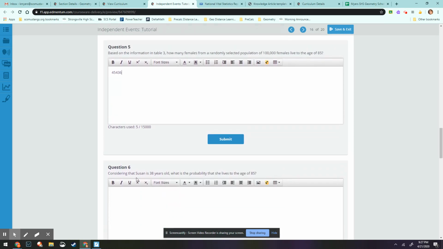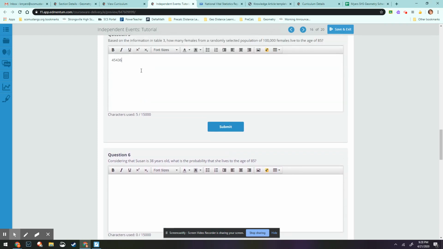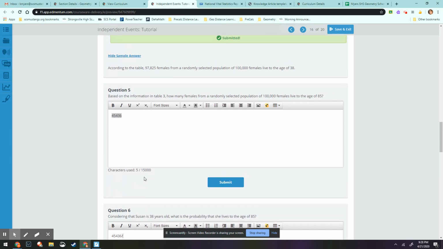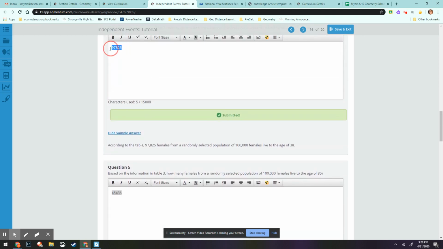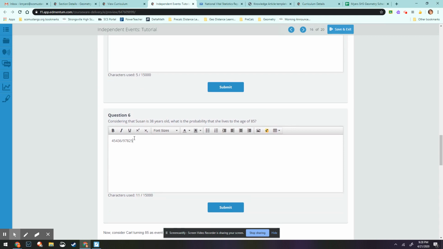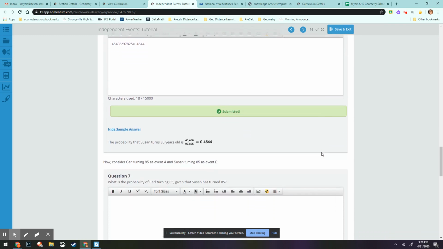And then considering that she's 38 years old, what's the probability that she lives to 85? So again, the number of women living to 85 is 45,436. And if I just wanted the probability of living to 85, I'd divide by 100,000. But since she is already 38, I'm going to take that 97,825. And when I work that out in my calculator, I get 0.4644. So that's the probability that if you're already 38, you're going to live to 85.